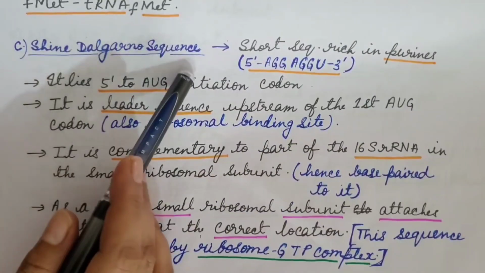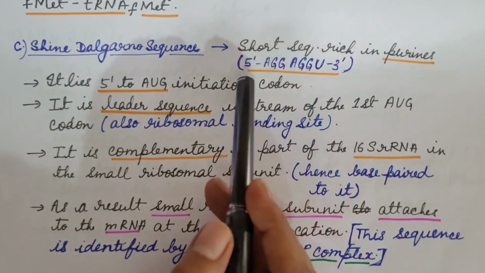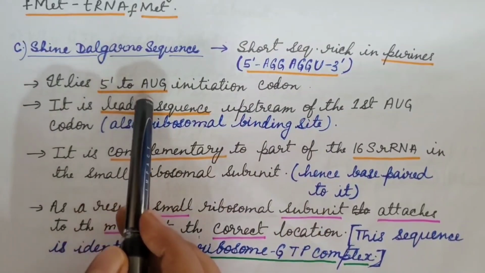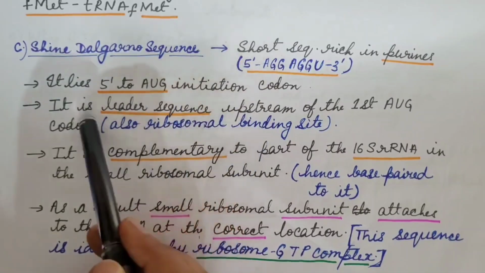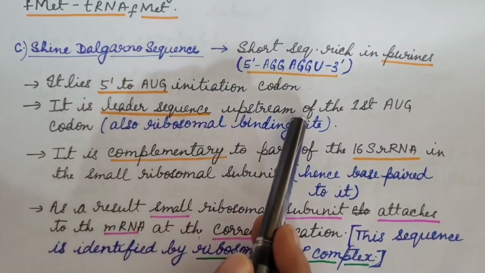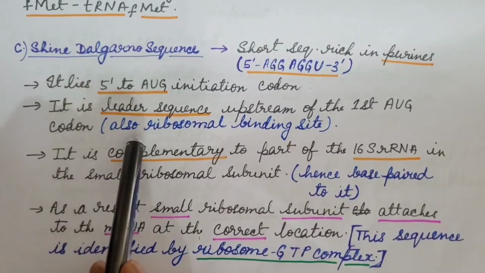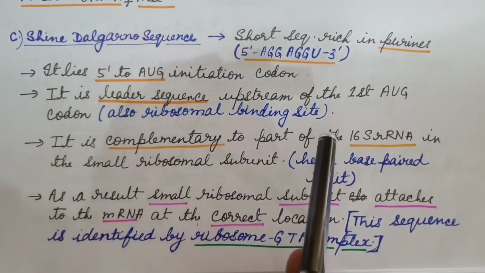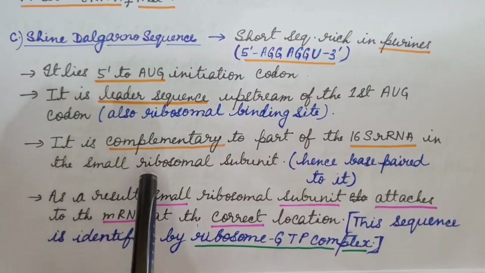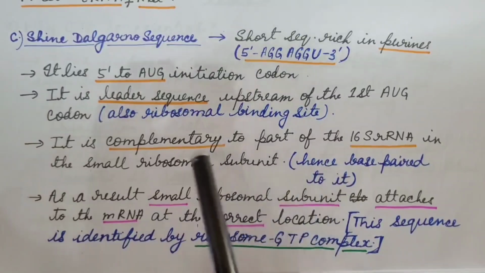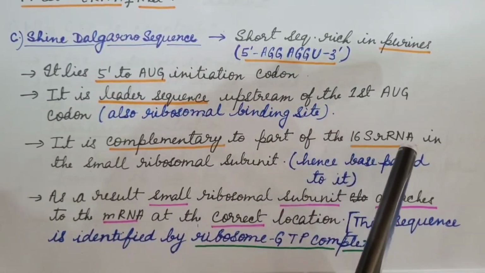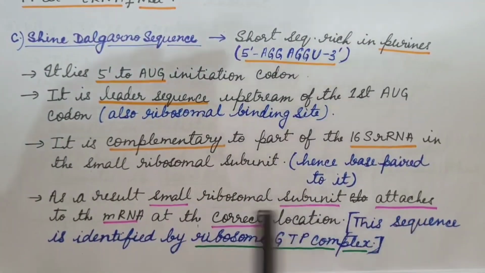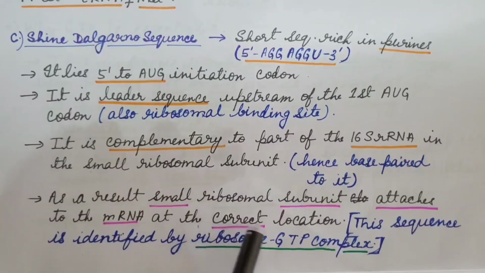Now, Shine-Dalgarno sequence. A short sequence rich in purines: 5' AGGAGGU 3'. It lies 5' to the AUG initiation codon. It is the leader sequence upstream of the first AUG codon, also known as the ribosomal binding site. It is complementary to part of 16S ribosomal RNA in the small ribosomal subunit. Hence, it is base paired to this part of 16S ribosomal RNA. As a result, the small ribosomal subunit attaches to messenger RNA at the correct location.